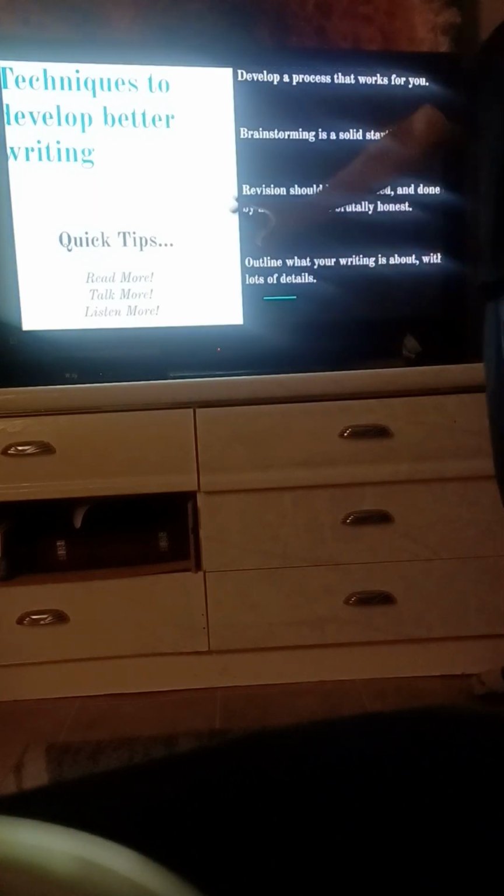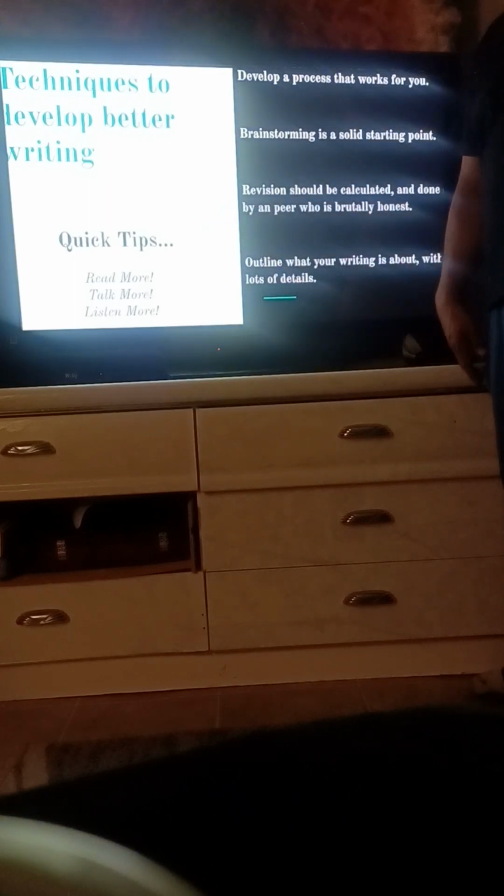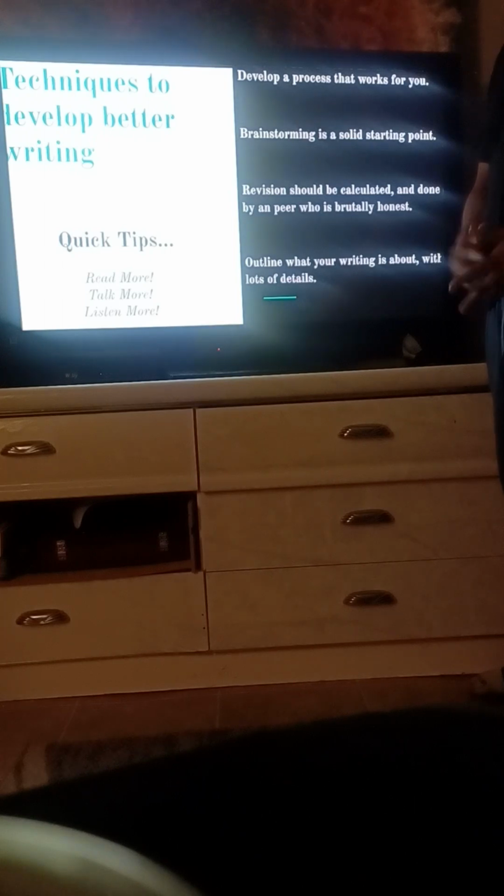I have a little quick tip section right over here. Read more, talk more, and listen more. These are just core communicating aspects and concepts that students, on a general note, should they do these things, can often improve their communication across the board, right? More formally, though, develop a process that works for you.